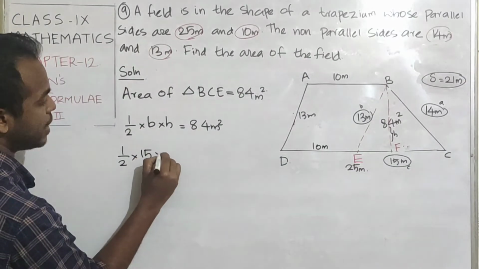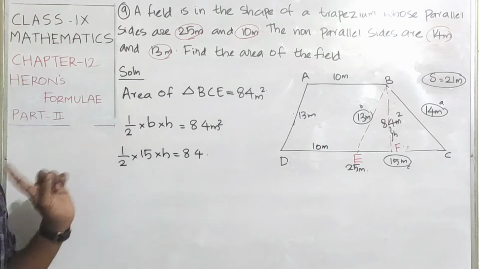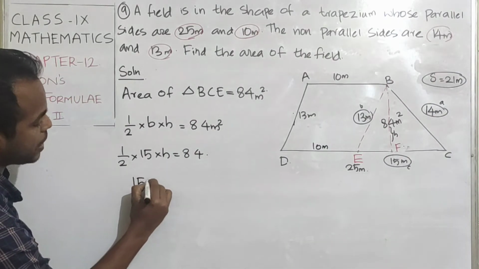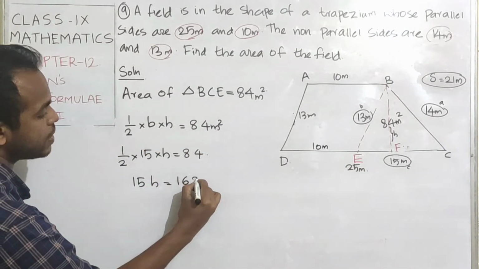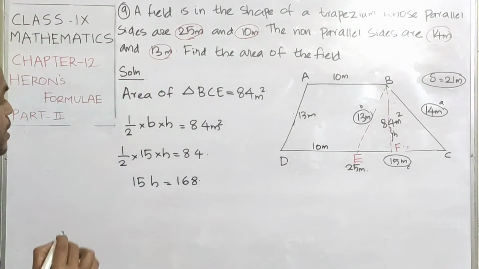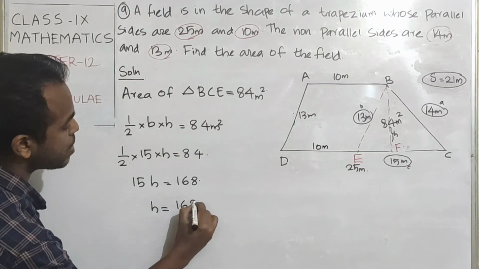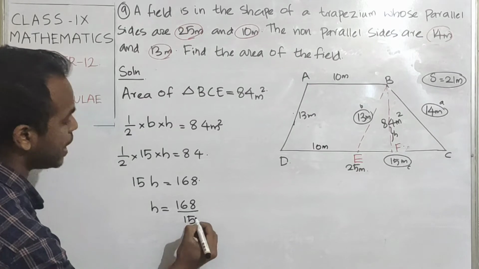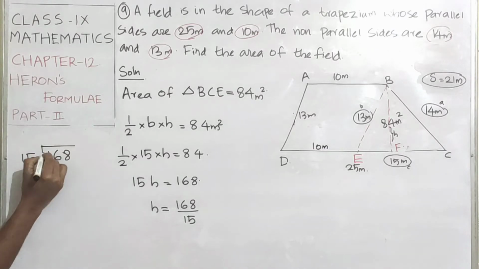So I will write half into 15 into h will be equal to 84. We need to find h. So we will keep 15h here. Taking 2 to the other side, we will get 168. Yes. Now we need to find h. h can be found by dividing 168 by 15. Let's divide that. 168 divided by 15. So how much will it be?